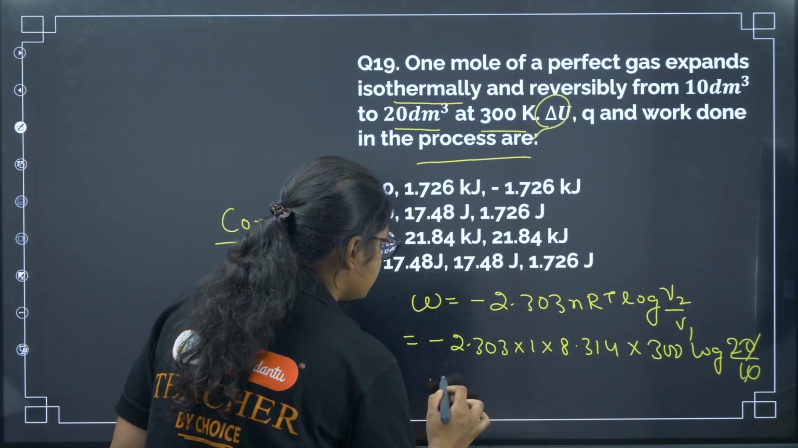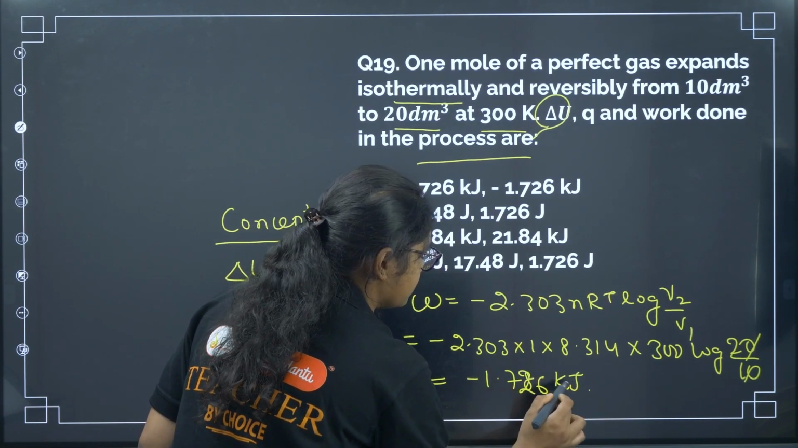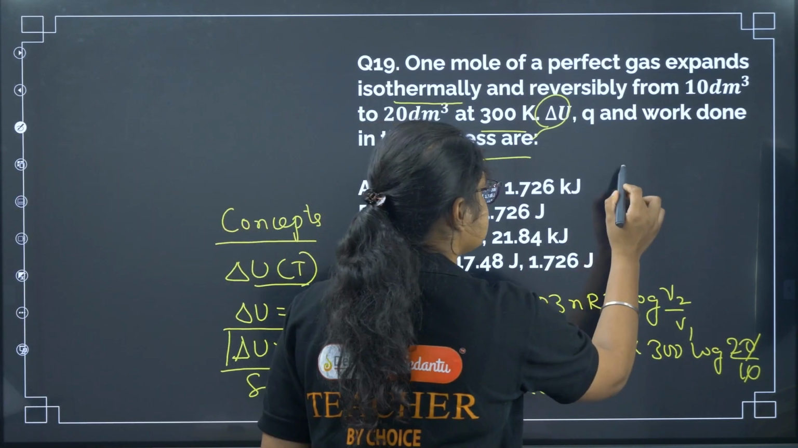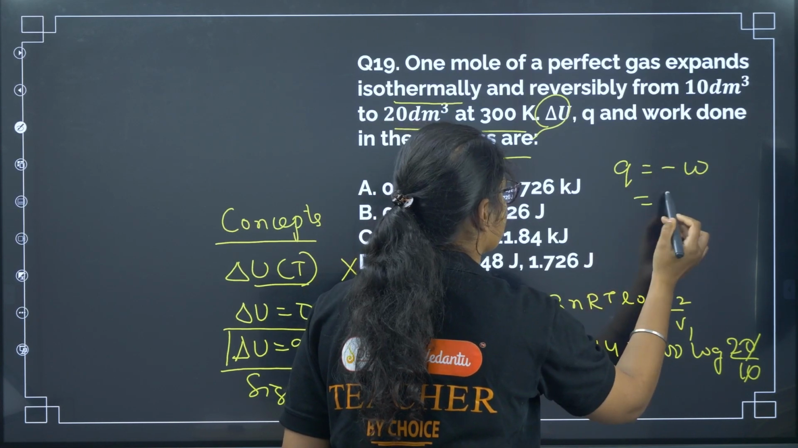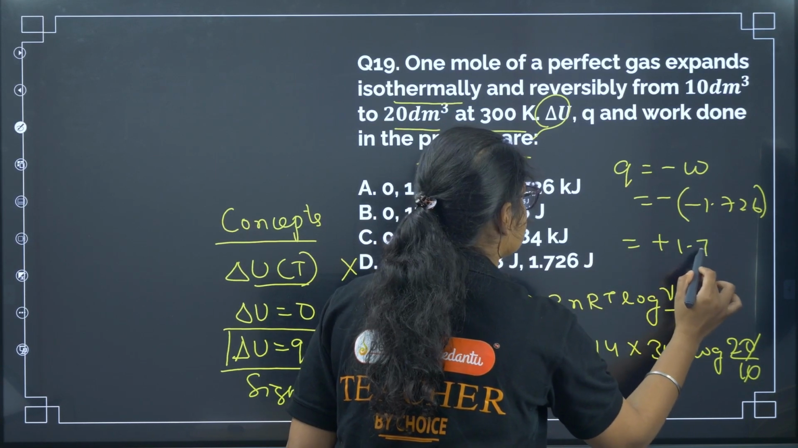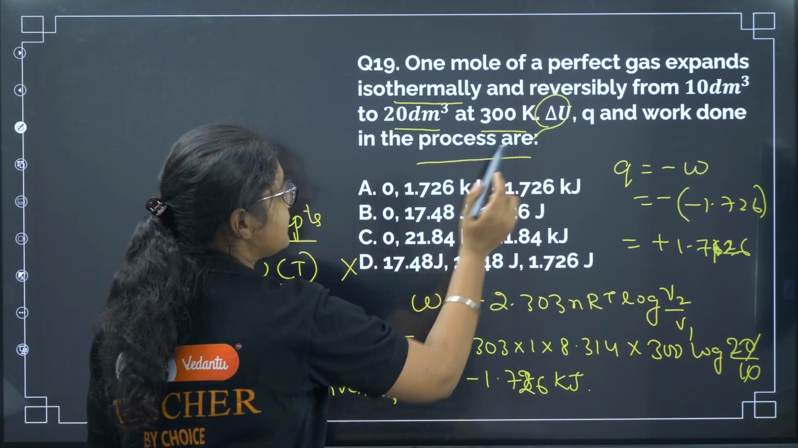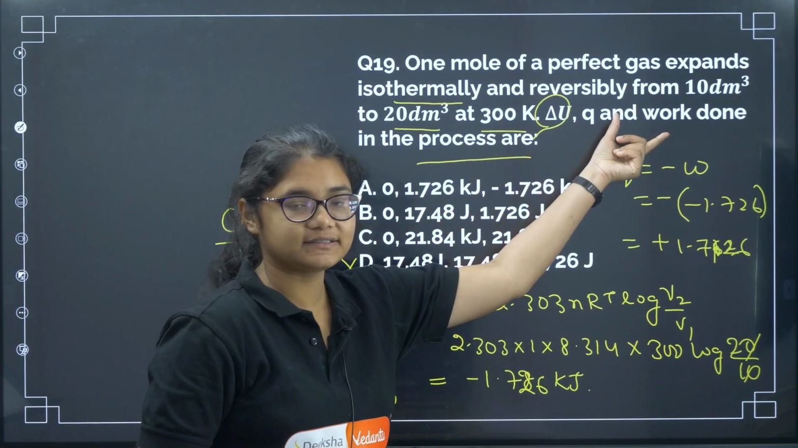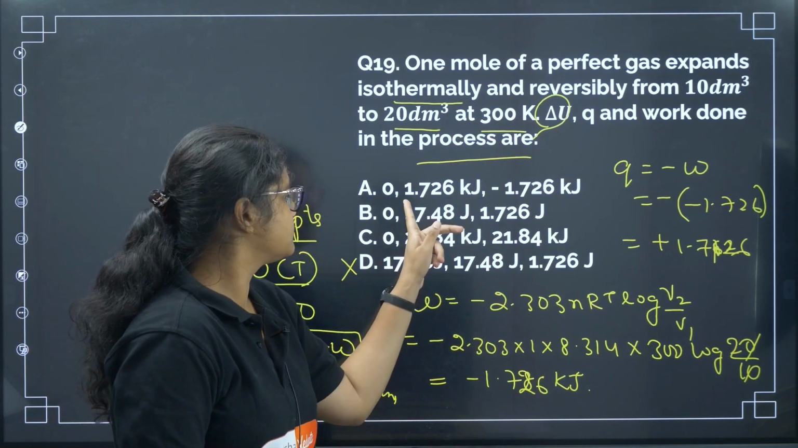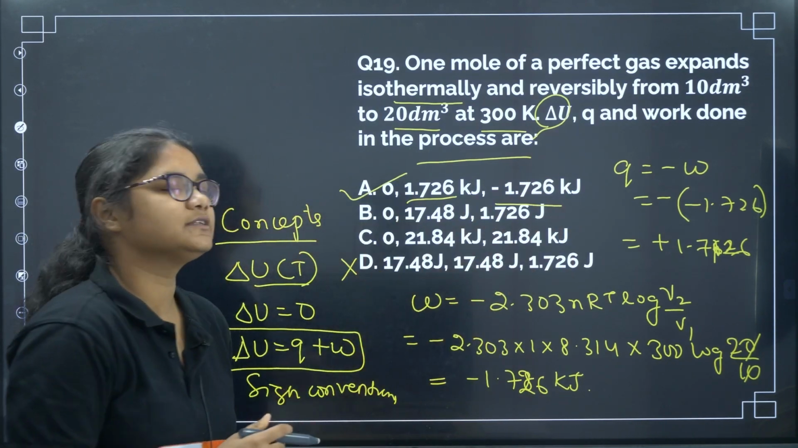Now if I solve this, I get minus 1.726 kilojoule. Delta U is 0, so Q is equal to minus W. Minus of minus 1.726 will be plus 1.726. Here you should be careful about the order in which it is asked; the options are in that order, so check it once again. Delta U has to be 0, Q has to be plus 1.726 and W has to be minus 1.726. So the correct answer for this question is option number A.